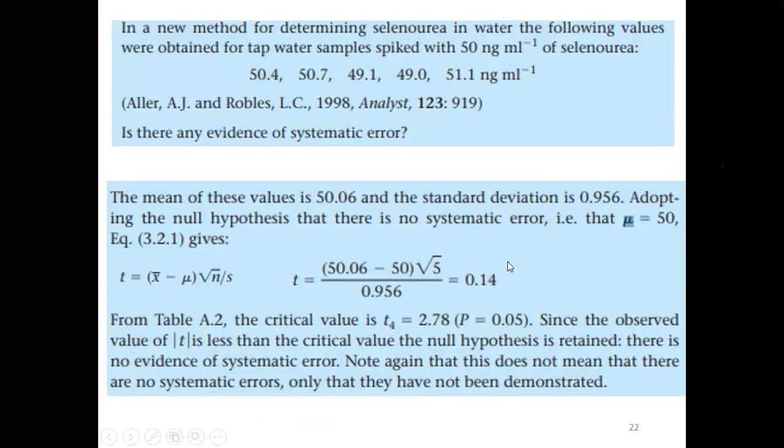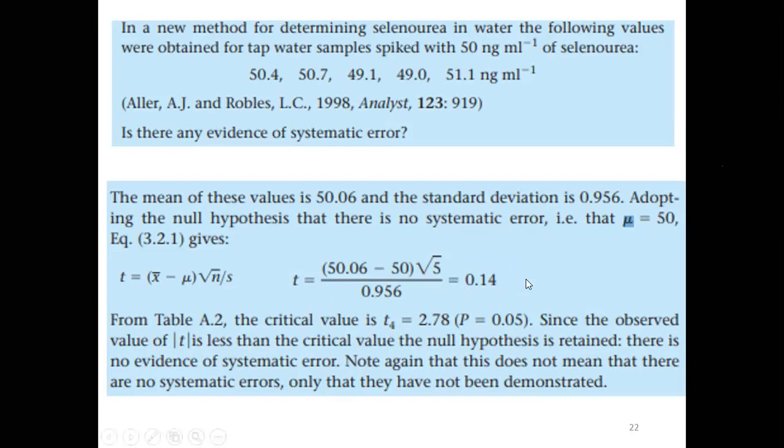Remember here, if there's a negative sign, we are not considering that sign. We only take the magnitude of the value. Since the observed value of t is less than the critical value, the null hypothesis is retained. There is no evidence of systematic error.